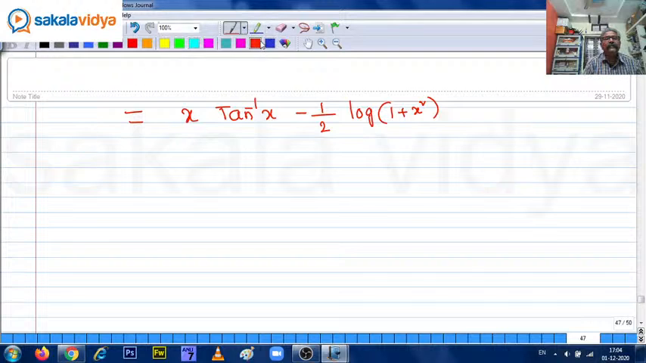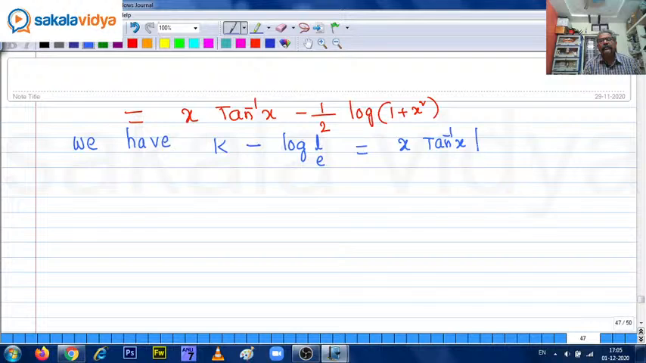So we have here k minus log L to the base e equals x tan inverse x, limits 0 to 1, minus half log of 1 plus x square, limits between 0 to 1. So let us substitute the limit.